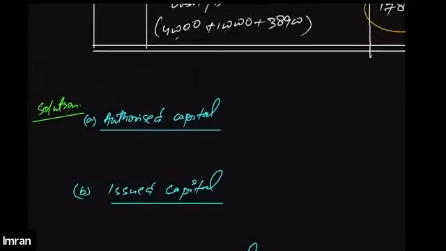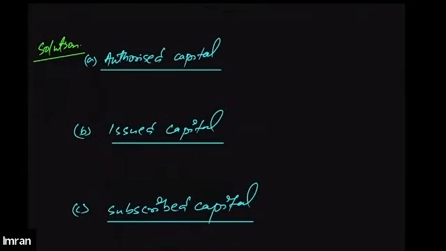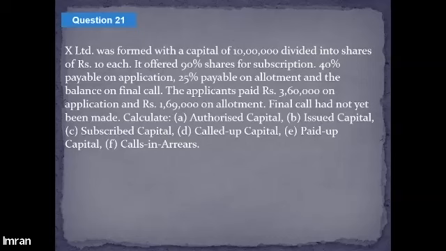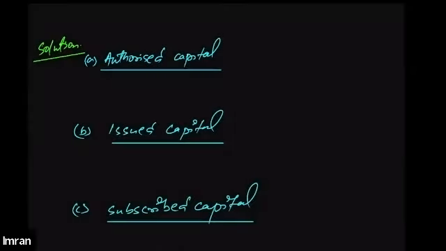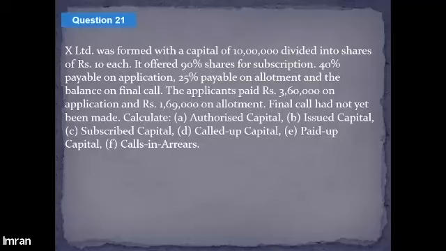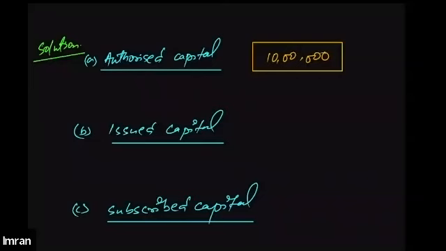Alright, so first thing, as it is given in the question, it says in the question itself that this company was formed with a capital of rupees 10 lakh. So this is the authorized capital. Yes or no? This is the authorized capital itself, 10 lakh. Got it, everyone? Is this clear? Yes or no? Yes, sir.